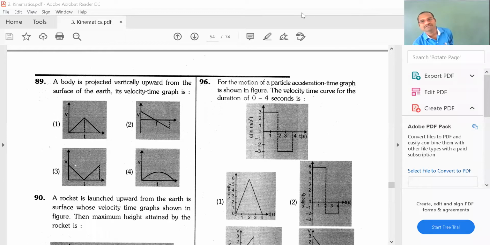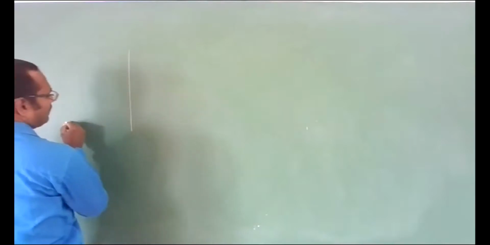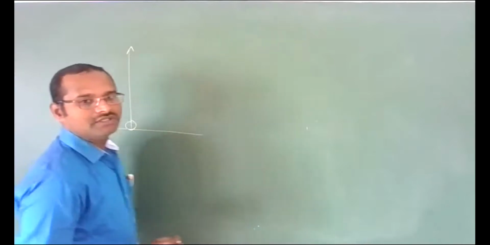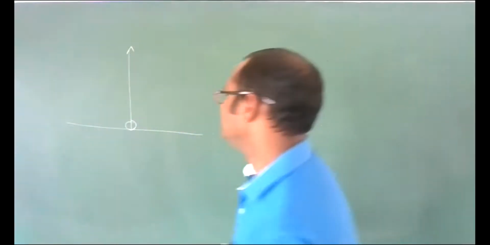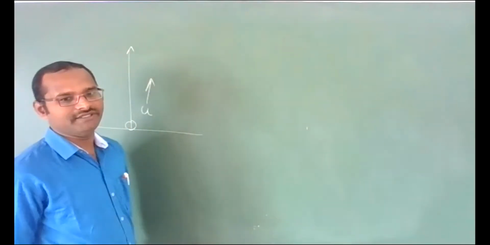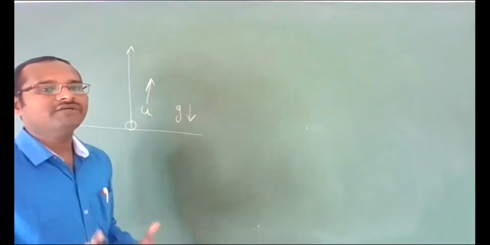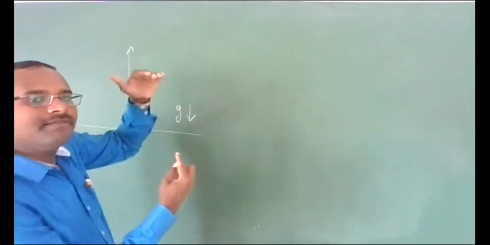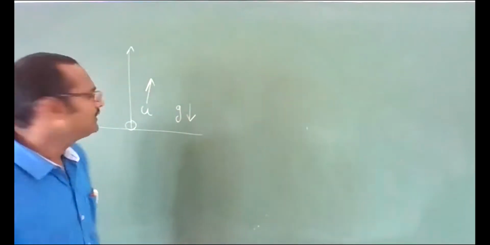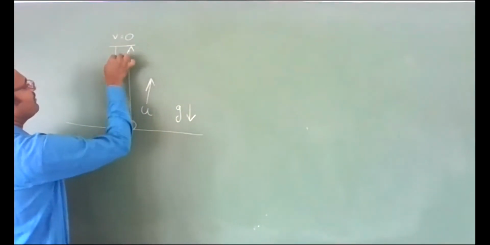So the question is, a body is projected vertically upward. When you are projecting vertically upward, your velocity is in this direction, and you should give some velocity to that body. Because acceleration due to gravity is downward, what happens to its velocity? As it is moving up, velocity should decrease from its maximum value. It will become 0 here, and then the body comes back.